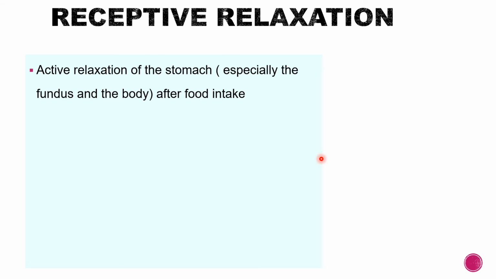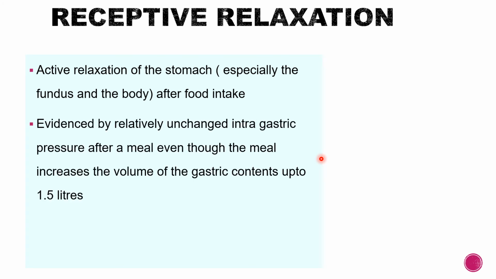Now the next is receptive relaxation. The second movement of the stomach is receptive relaxation. Here there is active relaxation of the stomach, especially the body and fundus, after food intake. The movements are generally confined to the antrum and pylorus. Very little movement occurs in the fundus and the body, but this receptive relaxation mainly occurs in the fundus and the body after food intake. How do we know that relaxation occurs? Because even after taking a large meal, the intragastric pressure does not change. The gastric contents increase, but the pressure does not change.